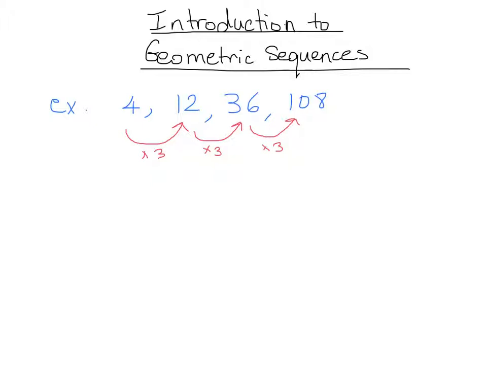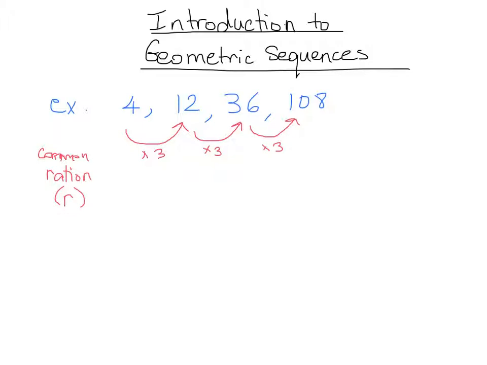So a geometric sequence just keeps going in this pattern, the same fixed number multiplied each time to get the following number. We call this number the common ratio, and we use r for short. So let's write that down. The common ratio, which is r for short.